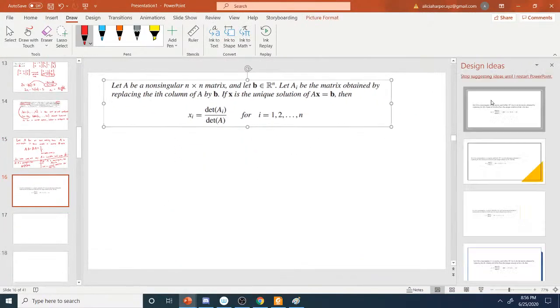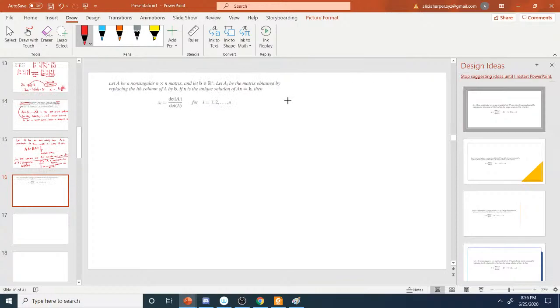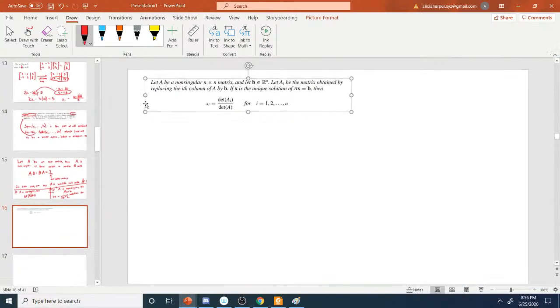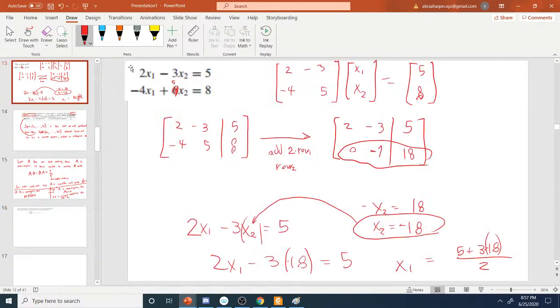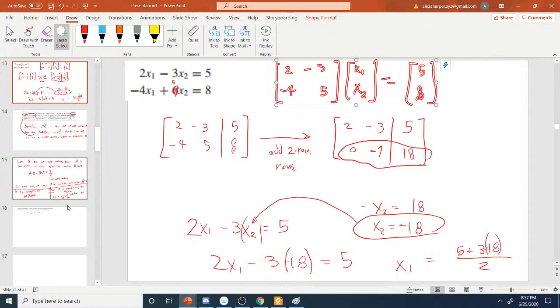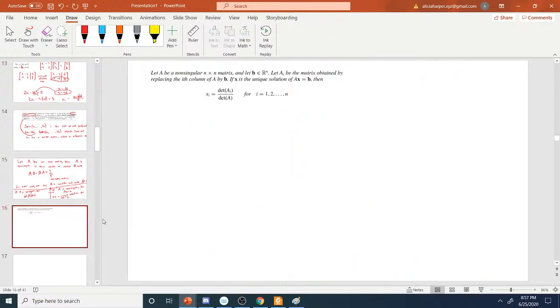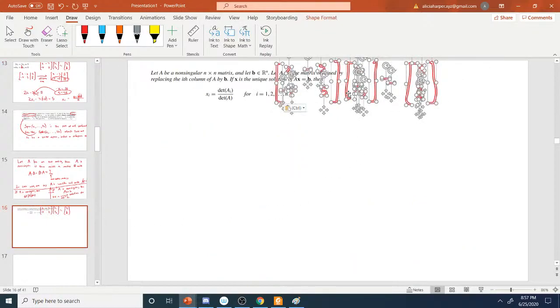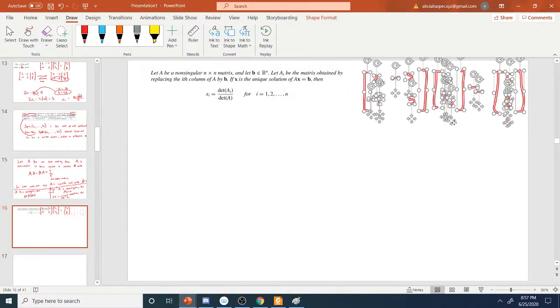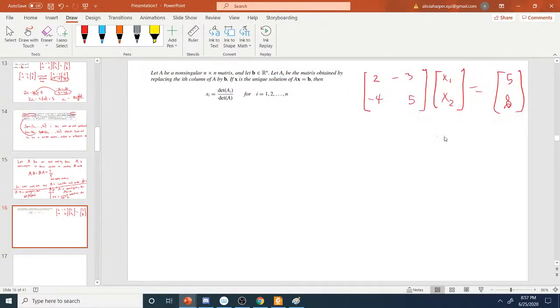Alright, so this is Cramer's rule. Let's apply it to a concrete problem. How about I do the problem that we had before? Simply because we already solved it one way, so when we solve it this way, we'll know if we have the right answer or not very quickly.